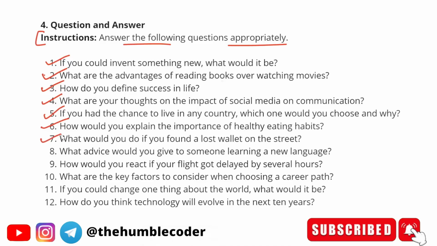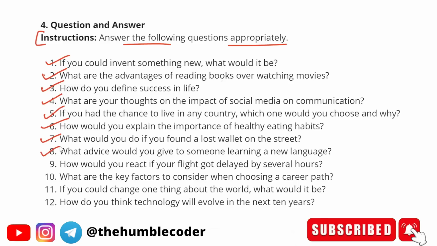The answer for this can be, I would check for an ID or contact information inside the wallet and try to return it to the owner. If I couldn't find the owner, I would take it to the nearest police station. Moving on to the next question. What advice would you give to someone learning a new language?